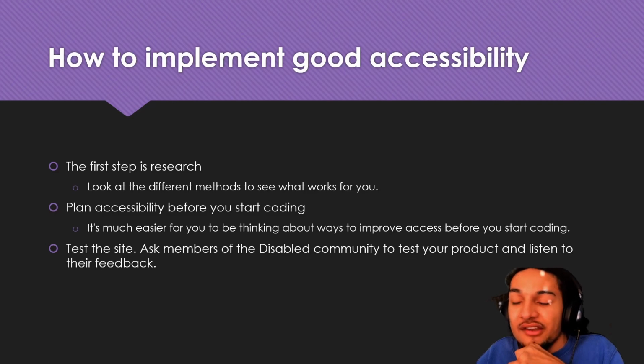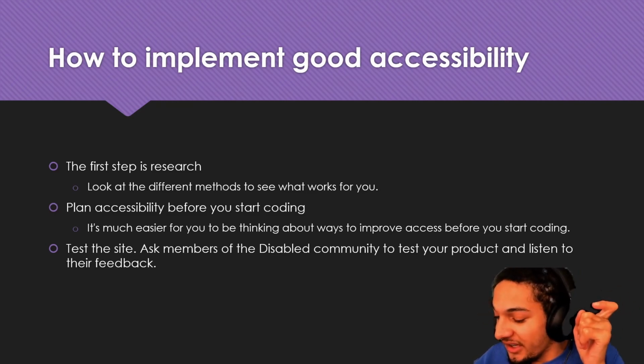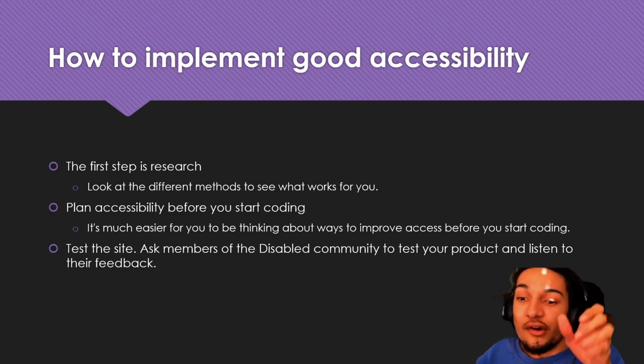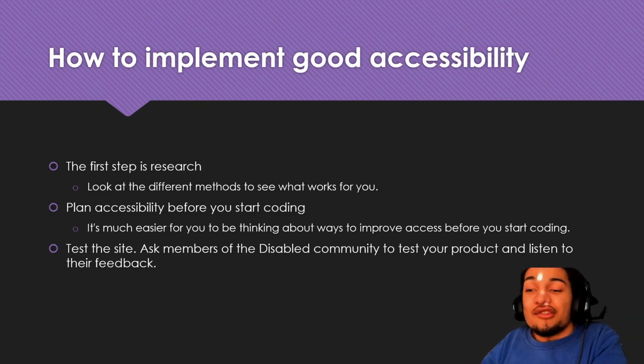So how do we implement good accessibility? The first step is research. And if you are here, then that's probably why you are here. Speech issues. Nacho reminded me that there are also speech issues. Thank you for that. So if you are here, probability is you are attempting to do research. That is the first step to implementing good accessibility.